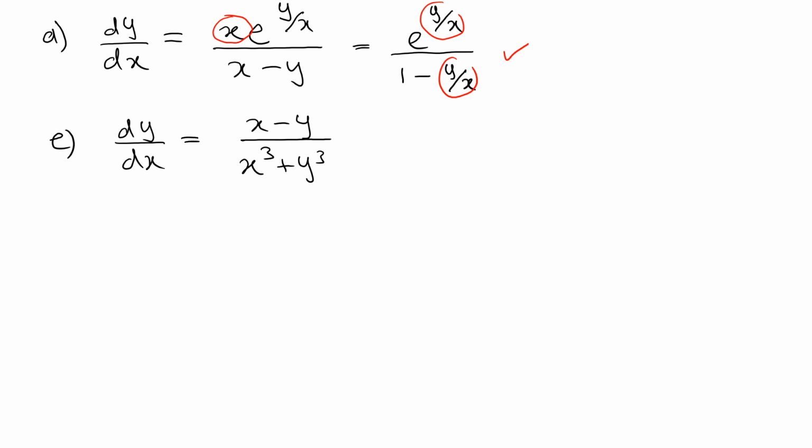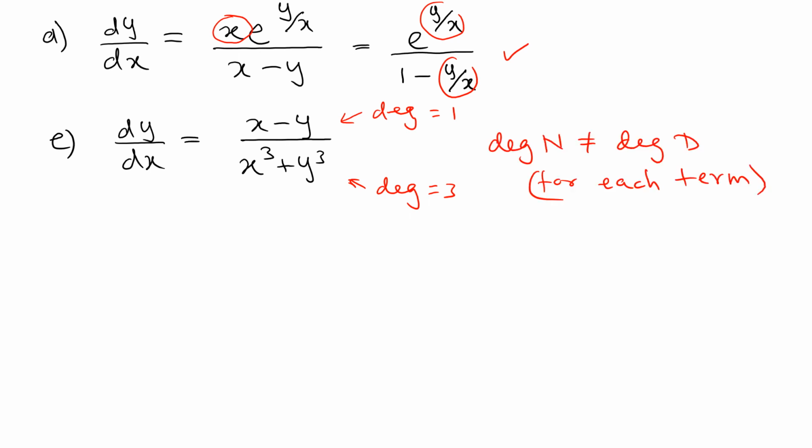And you can clearly see that the degree of the numerator is 1, and the degree of the denominator is 3. They don't match, so you cannot write this one as a homogeneous equation. You can try. The degree of the numerator does not equal the degree of the denominator.